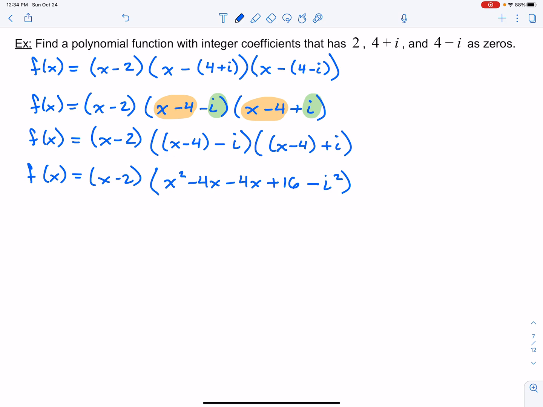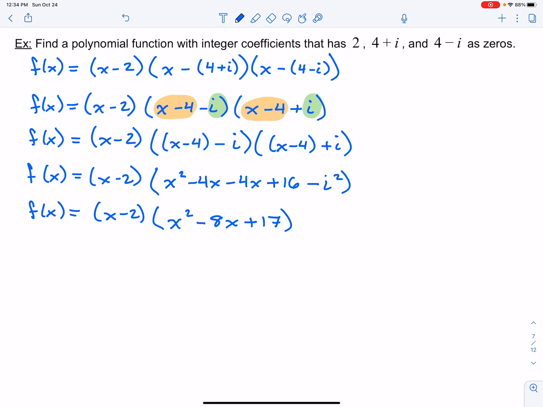We can clean this up. We can say we have f of x equals that quantity of x minus 2 that we haven't done anything with yet, times, we've got an x squared. We've got negative 8x when we put the negative 4 and the negative 4 together. Negative i squared, well, i squared really means negative 1. So a negative negative 1 becomes a positive 1. So this is 16 plus 1, or plus 17. Now we have a binomial, x minus 2, times this trinomial, x squared minus 8x plus 17.